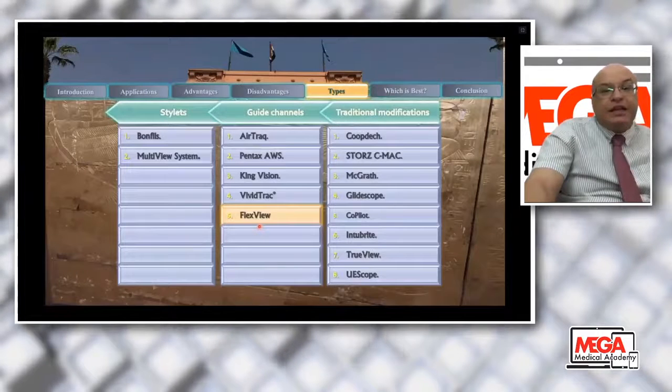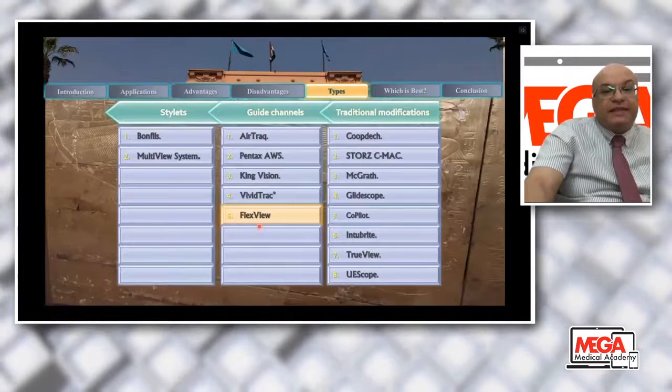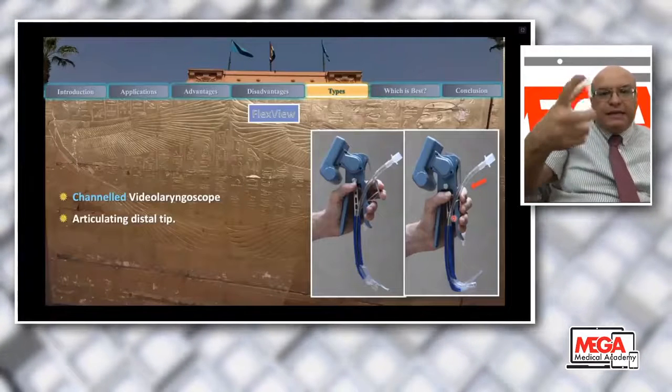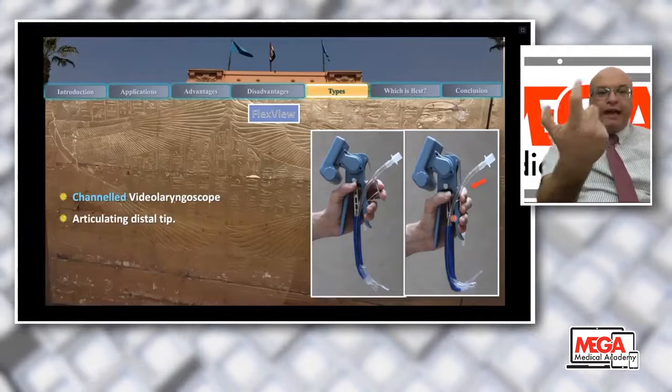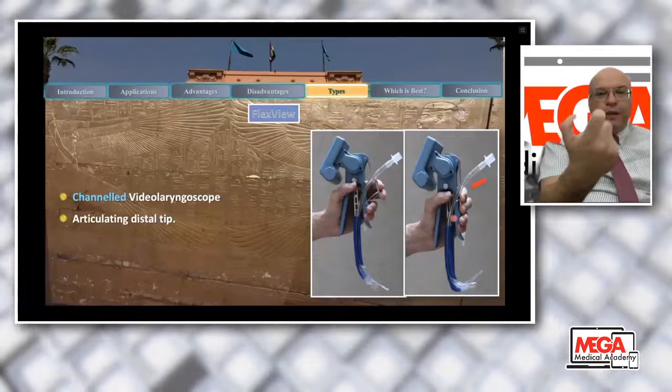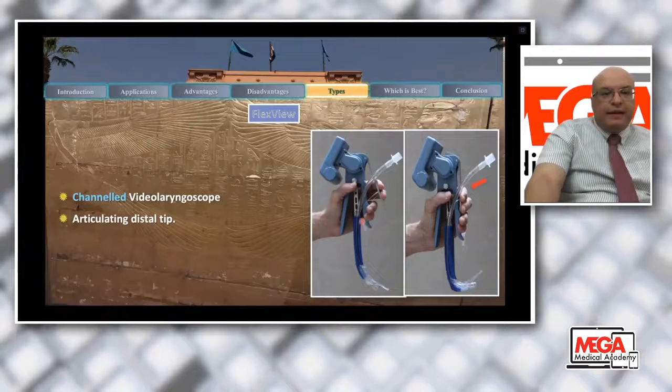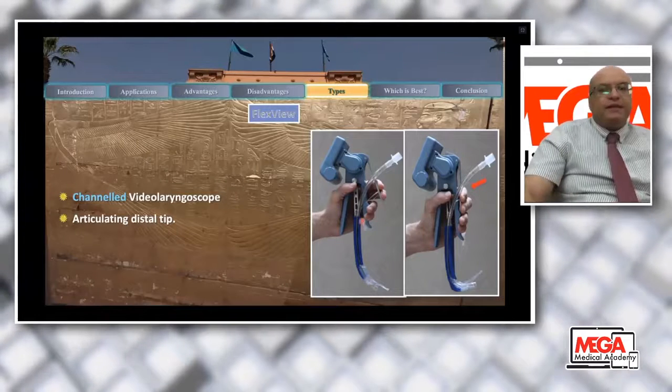The next channeled video laryngoscope is FlexView. FlexView, as you can see, we have a grip. This grip leads to an articulating tip to be moving forward. It is a channeled video laryngoscope, and it's described to be used in pediatrics.